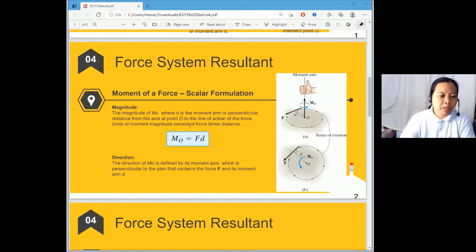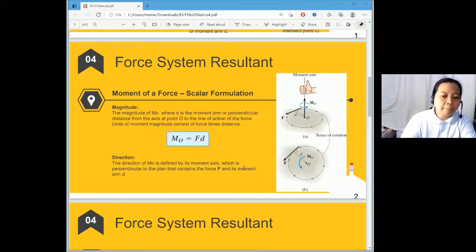Units of moment magnitude consist of force times distance. So this is the formula of the moment: M sub O is equal to F times D. The direction of MO is defined by its moment axis, which is perpendicular to the plane that contains the force F and its moment arm D.